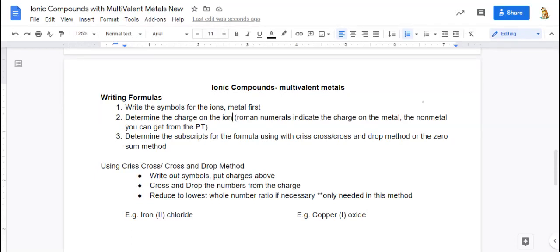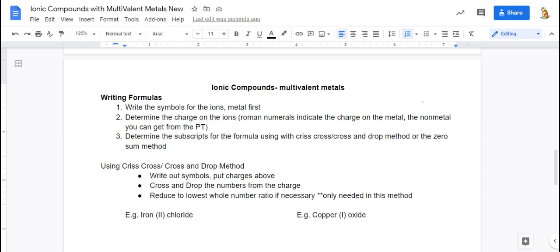Ionic compounds, multivalent metals. So this is for writing the formulas if you have the names. You write the symbol for the ions, the metal comes first. Determine the charge on the ions. Roman numerals will indicate the charge on the metal, and the non-metal charge you can get from the periodic table.